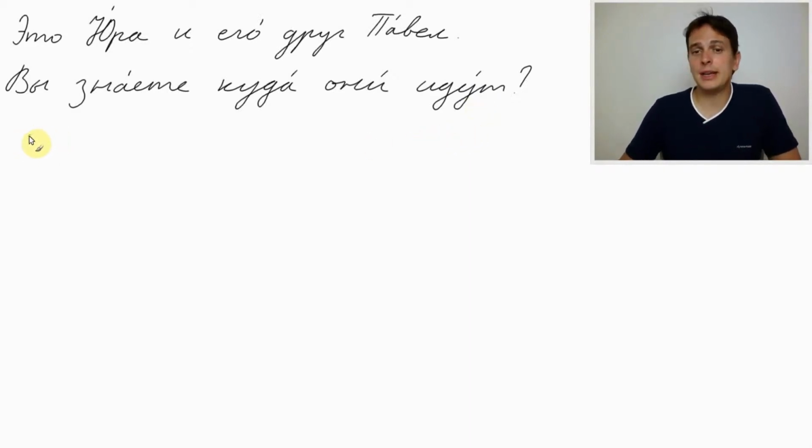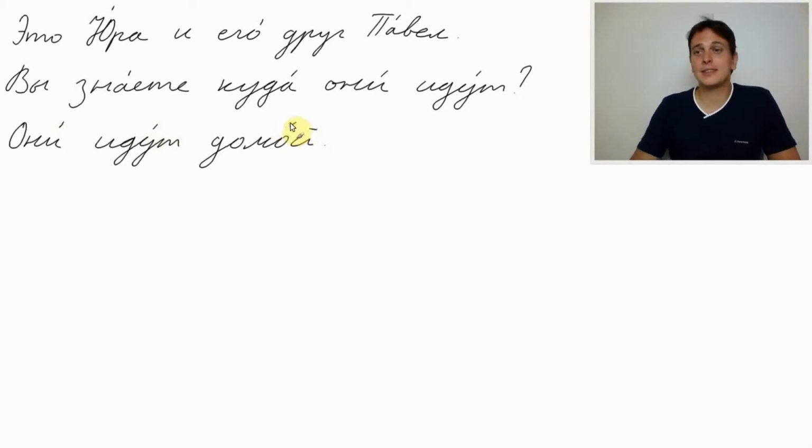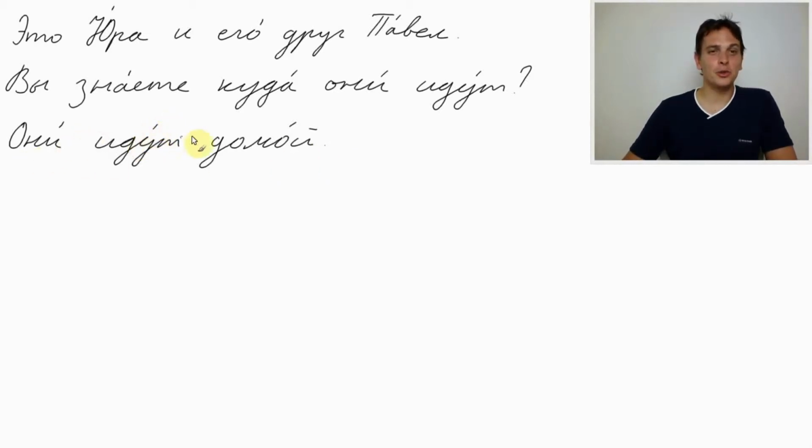Они идут домой. They are going home. Они идут домой. With emphasis on И, on У, and on О. It is a bit difficult for me because I'm using the emphasis intuitively. So for you, to make a transcription or to put an emphasis, sometimes I need to repeat the word in my head and try to figure out where to put the emphasis. So, они идут домой. They are going home.